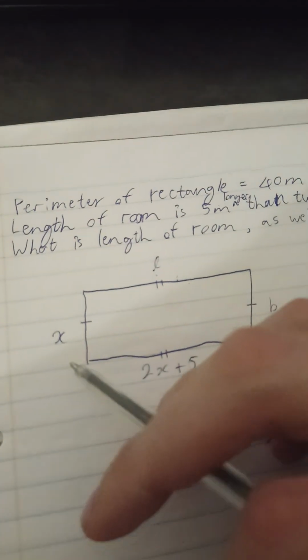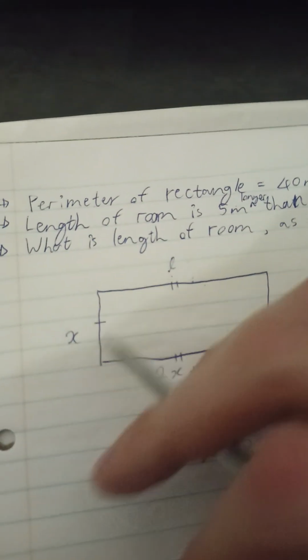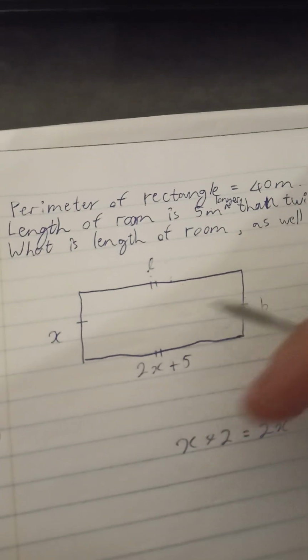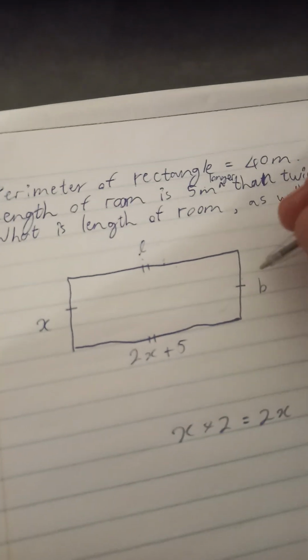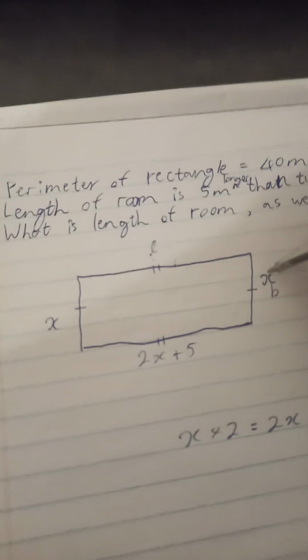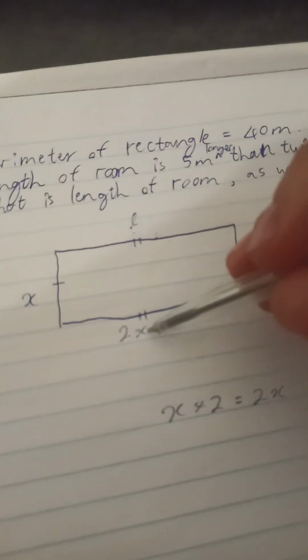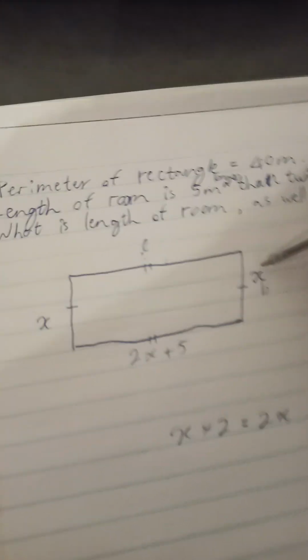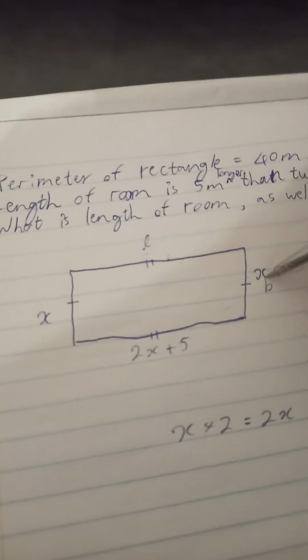Now, remember what I said? They are equal. So if this side and this side are the same, don't you agree with me that this side will also be x? Because they're the same length, and x actually indicates the size of the side, which is the breadth in this case.